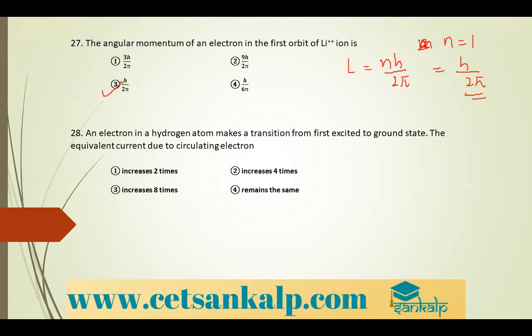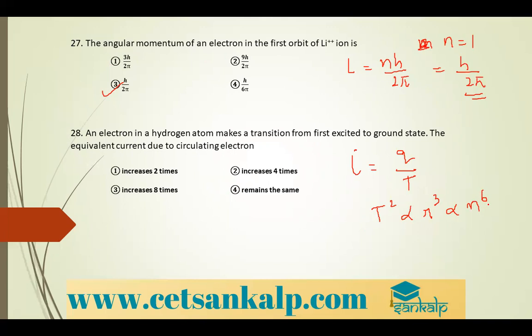An electron in a hydrogen atom makes a transition from the first excited state to the ground state. The equivalent current due to the circulating electron. We have the formula I is equal to Q by T. So you can say T square is proportional to R cube, which is proportional to n to the power 6.